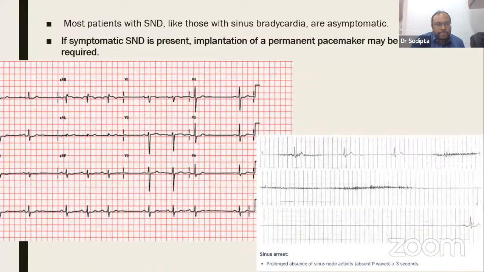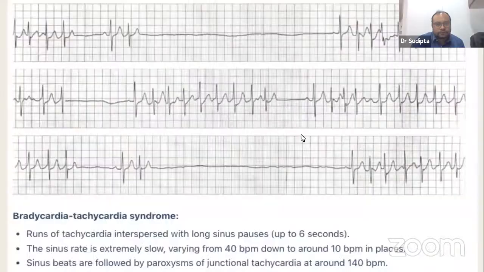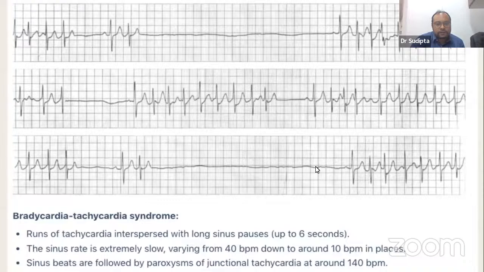Here is another patient with sinus node dysfunction who has developed a junctional escape rhythm. This rhythm originates from the junction. There is no P wave visible and a normal narrow QRS complex. And here is a bradycardia-tachycardia syndrome, with runs of sinus pause and arrest followed by tachycardia.